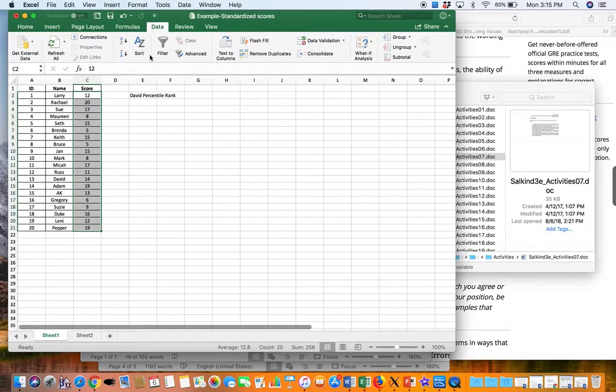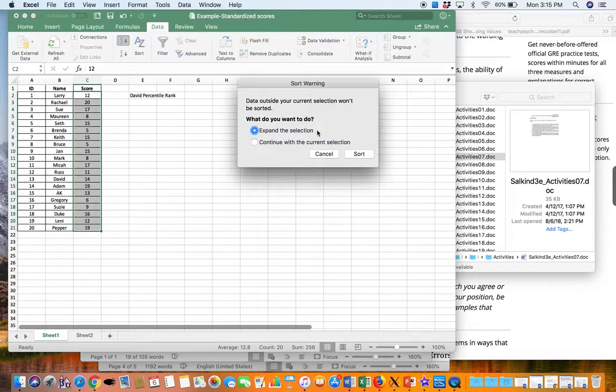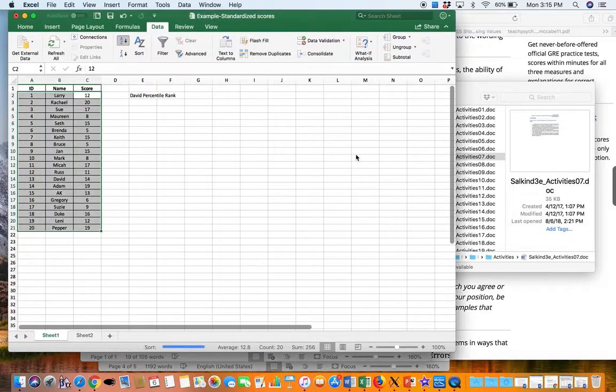So basically, A to Z sort, just sort this according to smallest to largest. It's going to ask you if you want to expand this selection. That basically means the columns over here that correspond to these scores. And we're going to say, yep, exactly, let's expand that. And voila, just like that, it just sorted that for me. So let's see where David is. David is somewhere in the middle of this distribution right here.